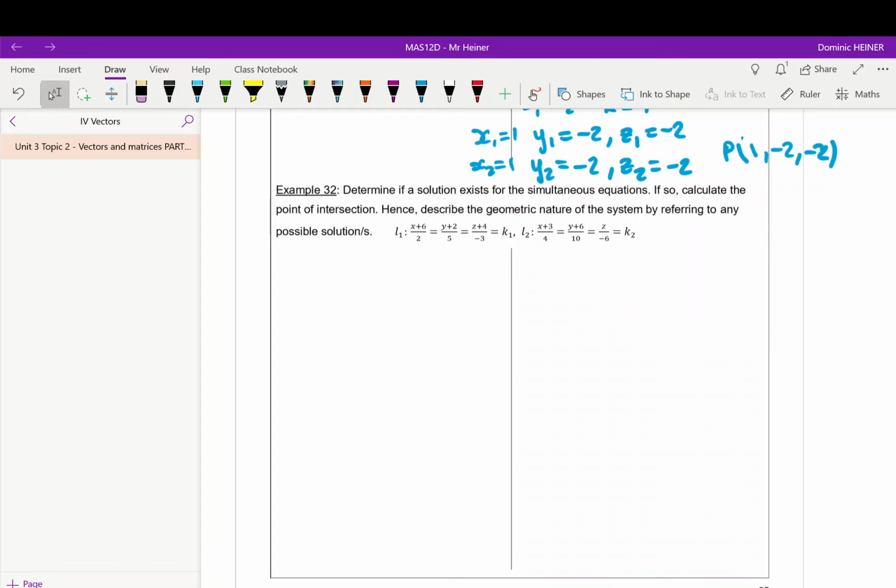So we have (x plus 6) over 2, (y plus 2) over 5, and (z plus 4) over negative 3. All of that is equal to k1. So rewriting that in terms of x, we get that x1 is equal to 2 times k1 minus 6. y1 is equal to 5 times k1 minus 2. And z1 is equal to negative 3 times k1 minus 4.